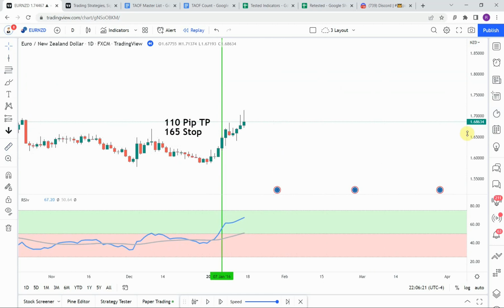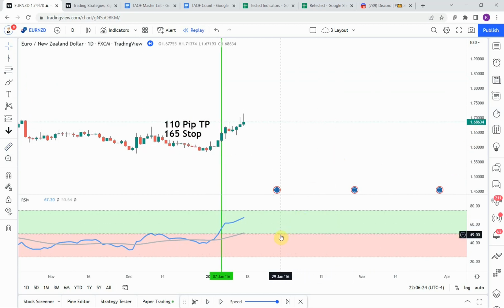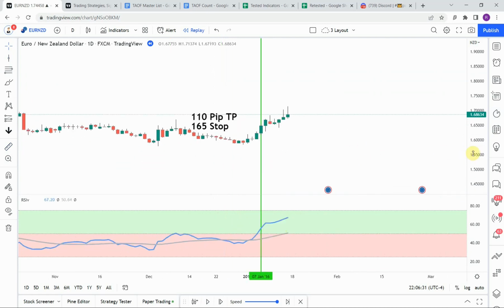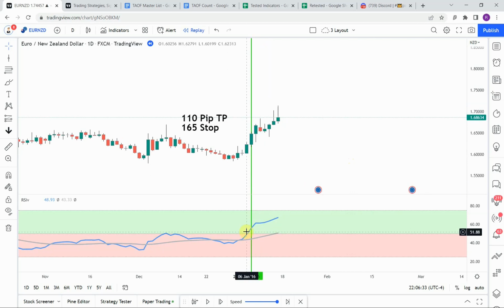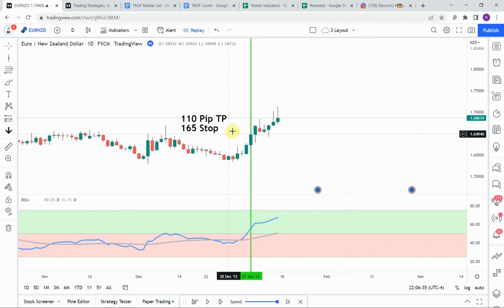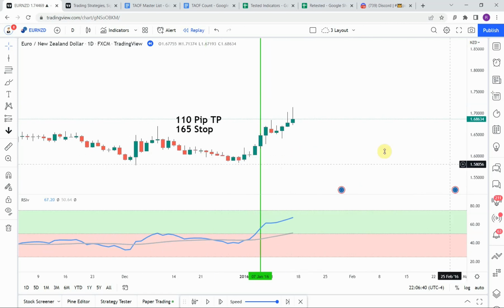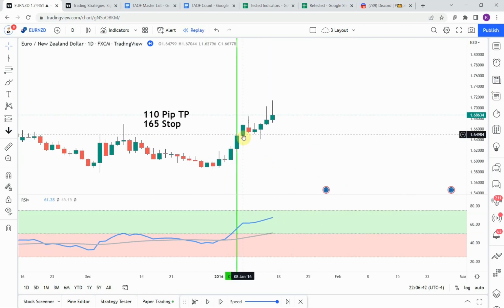All right, so the first signal that we pick up is a long signal. That's the 50 marker right there. So we get the cross here above that 50 marker into the green area, and it is above that gray line there. Unfortunately, we do get this really long wick right here, and this bar pulled all the way back down, which was far enough to hit that 165 pip stop.